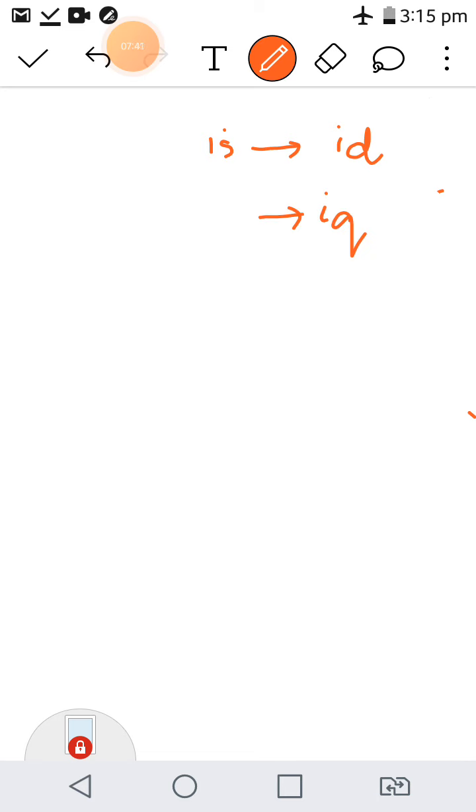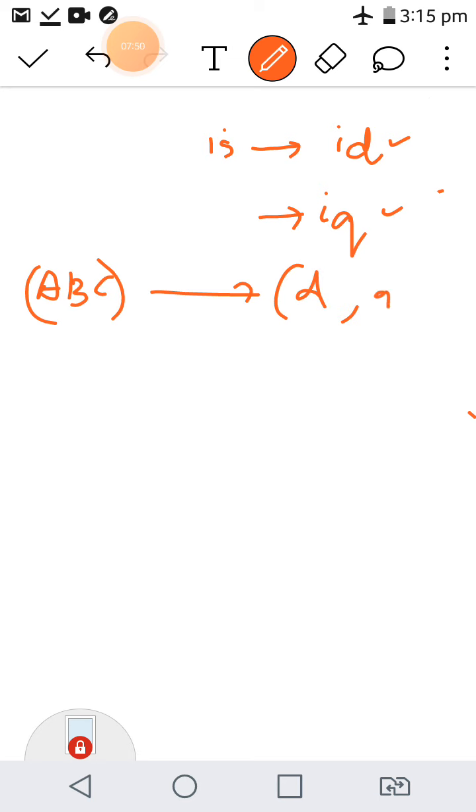This is the meaning of two phase. Let me call this ID and IQ, which means you are converting this ABC frame of reference into a DQ reference frame. DQ means two phase, ABC means three phase. For the time being you need to understand like this.